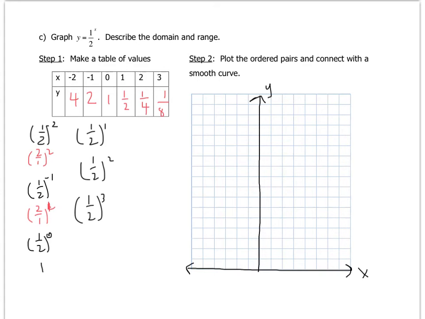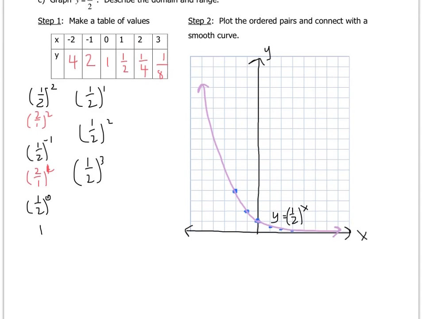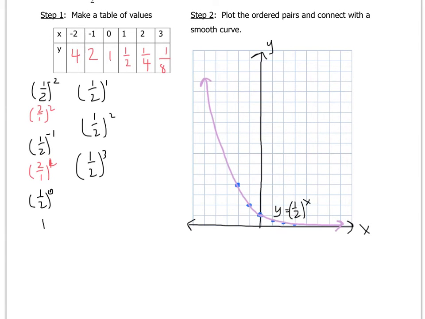And now I plot my points. And you see that flat lining now is happening on the other side. Okay, so there's what I've got. I plotted my points and I connected with that smooth curve. And now we have to also describe the domain and range. Again, for the domain, we really can plug in any real number that we want. And for the range, we say all real numbers, but y has to be greater than 0, because you'll never get 0, nor will you get anything less than 0.